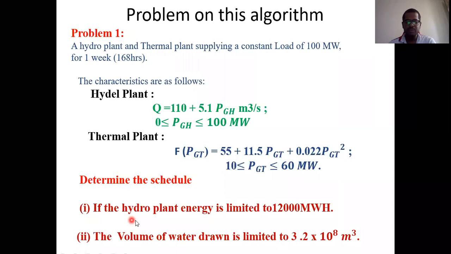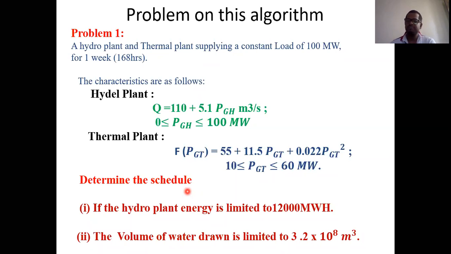By considering these 2 cases. The first case is if the hydro energy is equal to 12,000 megawatt hour, and the second one is if the volume of the water is equal to 3.2 into 10 power 8 meter cube. So this is the given problem. First we need to find the power scheduling, that is PGH and PGT. Once that is completed, we need to find the time periods also, that is TT and TH.